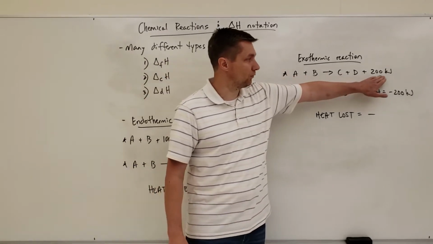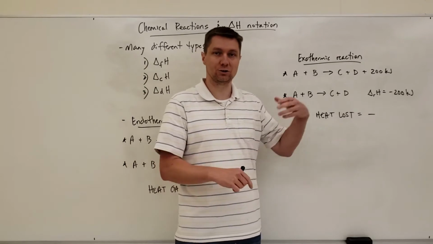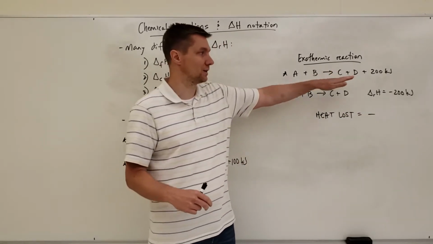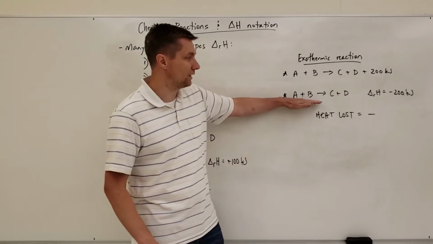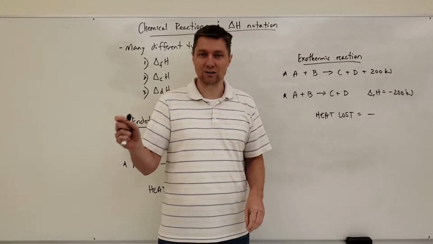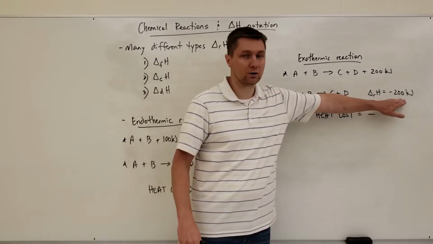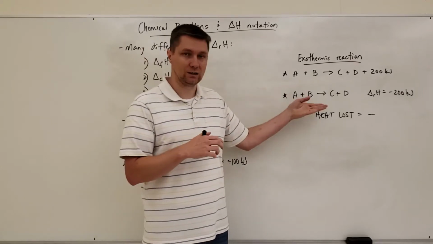Now, if we come over here to exothermic reactions, the same is true, but you'll see that the energy term over here is on the product side. And so exothermic reactions have that energy term on the product side to indicate how much energy has been lost by the reaction. We can write it in delta H notation as well, but because it's energy lost, or heat lost, this 200 kilojoules must be negative.